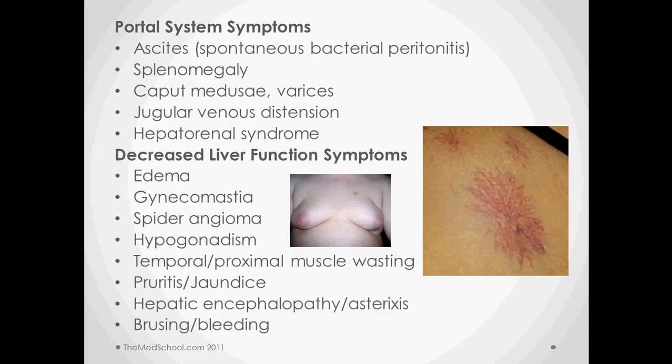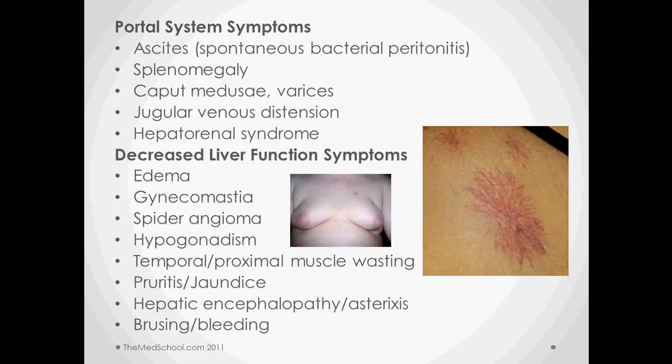And with ascites comes an increased risk for spontaneous bacterial peritonitis. So that's something to keep on your radar if you have some kind of acute abdomen situation. Splenomegaly is associated with this backup of blood. It backs blood up into the spleen and makes the spleen enlarge.